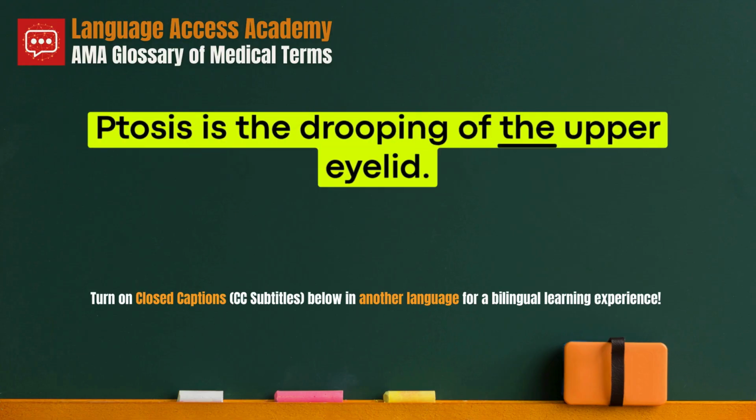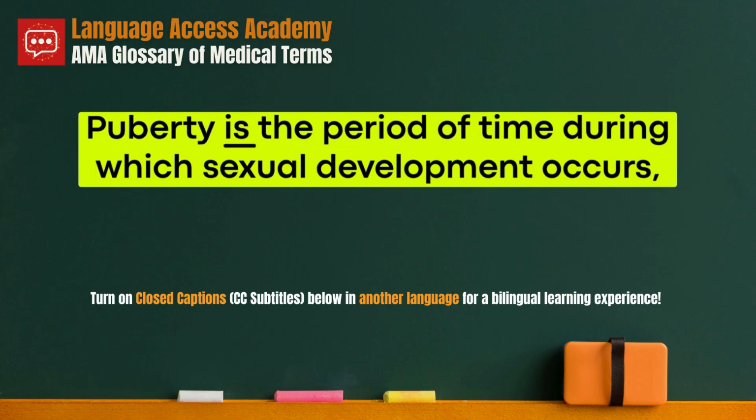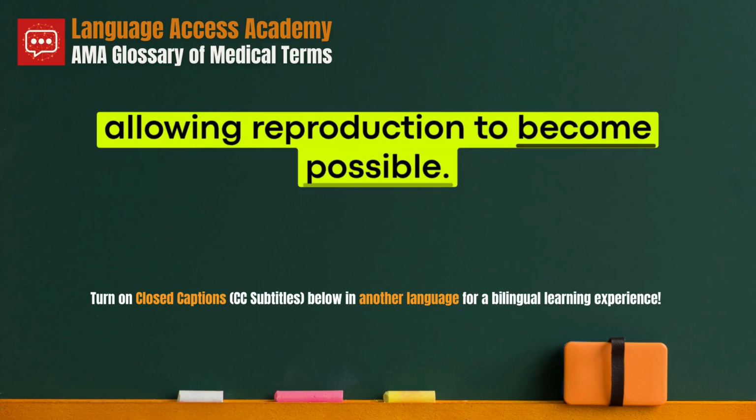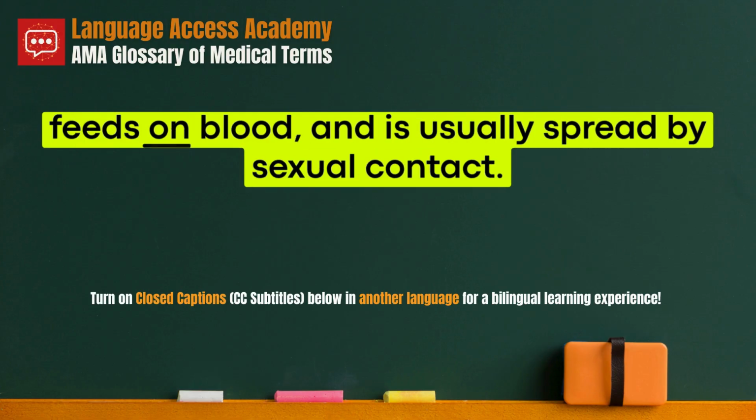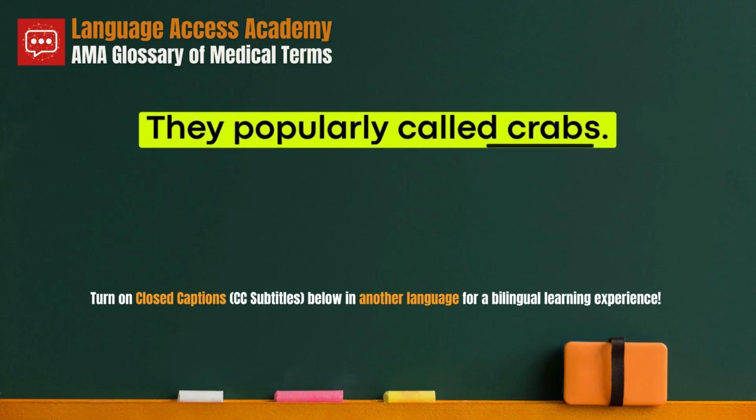Ptosis is the drooping of the upper eyelid. Puberty is the period of time during which sexual development occurs, allowing reproduction to become possible. A pubic louse is a small insect that lives in pubic hair, feeds on blood, and is usually spread by sexual contact. They are popularly called crabs.